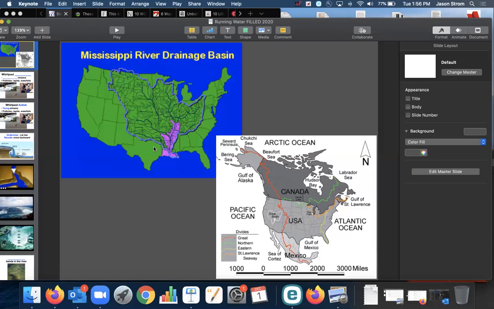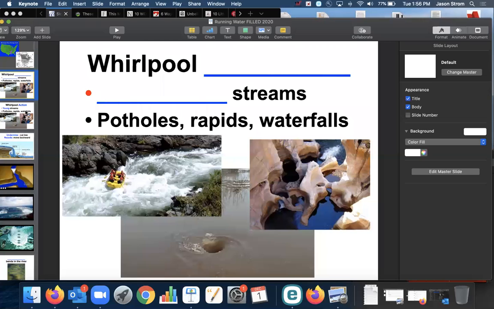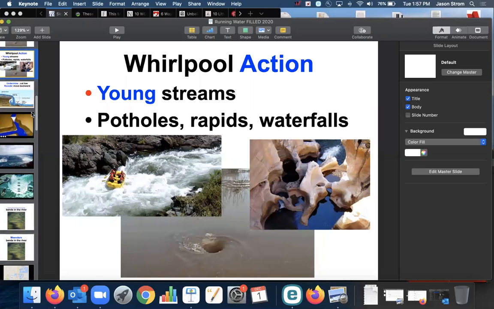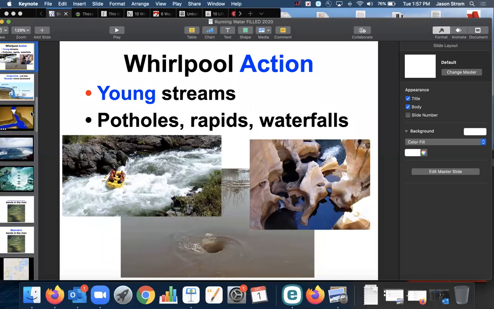So anything west of that's going to go to the Pacific. Anything east of that's going to go into the Mississippi, into the Gulf of Mexico. Right. All right. So whirlpool action is something that's found in young streams and young rivers. And it's kind of a collective term for different features like potholes, rapids, waterfalls.